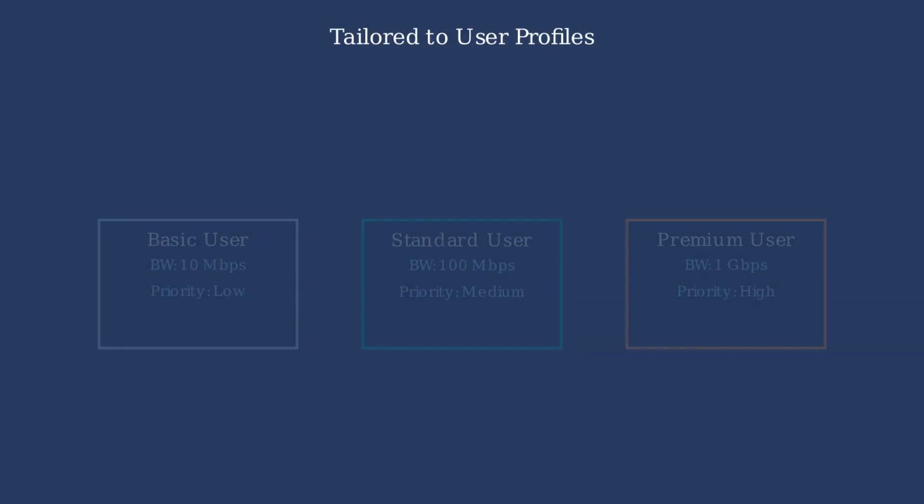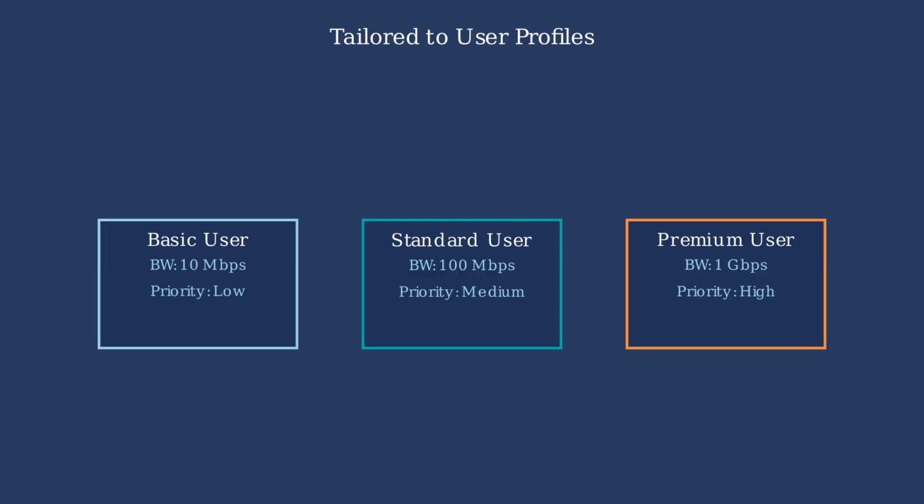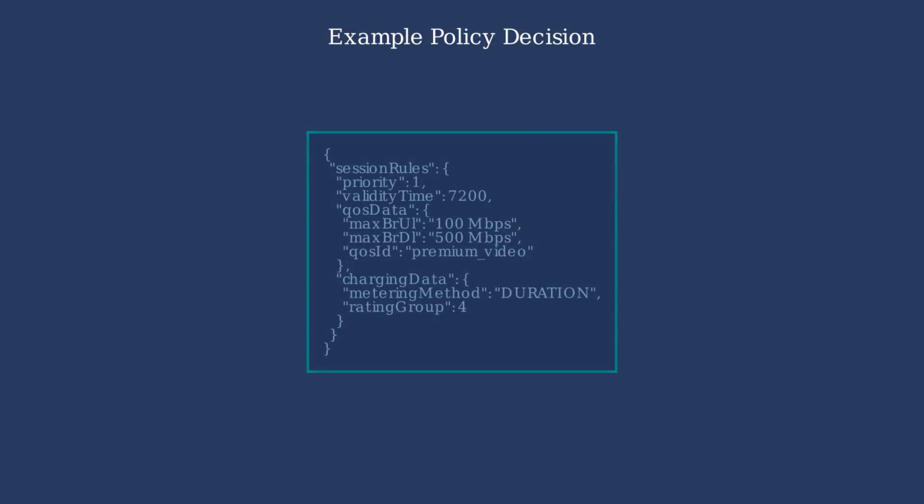Policy decisions are tailored to specific sessions and users based on their subscription profiles and current network conditions. For example, a premium user might receive higher bandwidth limits and priority levels than a basic user, ensuring better quality of service for higher-tier customers. Here's an example of a policy decision sent from the PCF to the SMF. It includes session rules with bandwidth limits, QoS identifiers, and charging parameters. These policies are then enforced by the SMF on the user plane function to provide the appropriate service experience for each user.